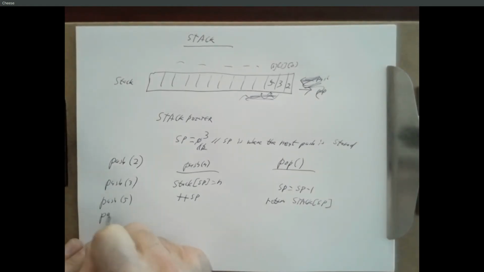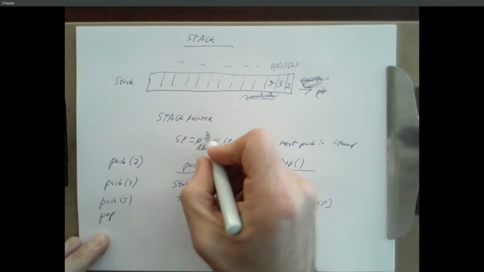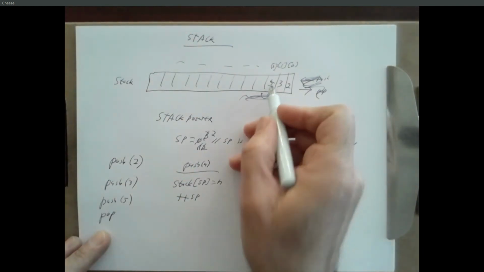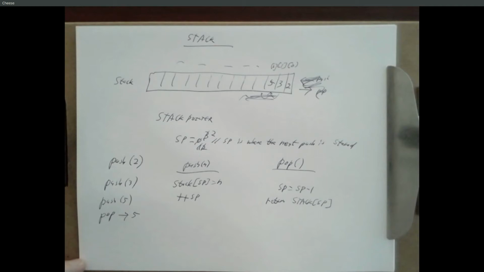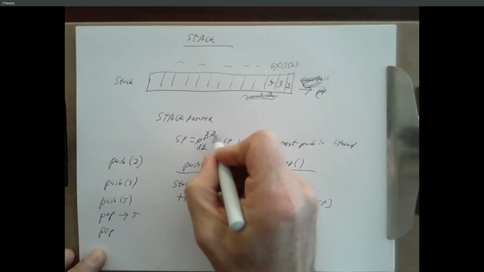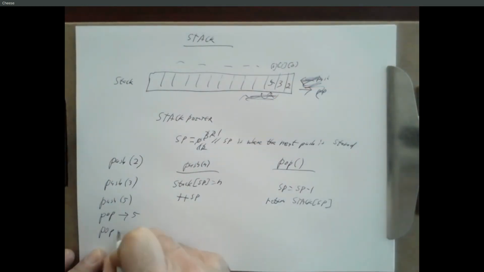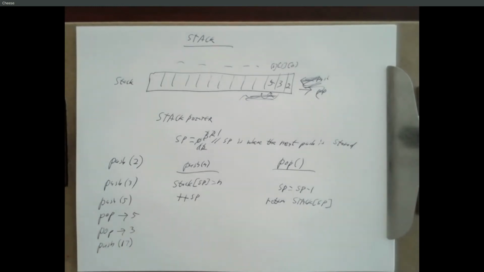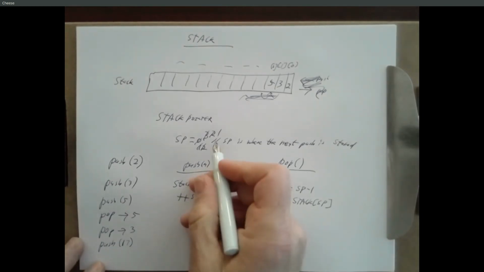So if we say pop, it decrements the stack pointer, becomes a 2, and we return the thing at element 2. That gives us a 5. If we say pop again, decrement the stack pointer becomes 1, return element 1, that's a 3. Now if I say push 17, where's that going to get stored in the array? Which one? 1, right. So stack pointer is equal to 1.